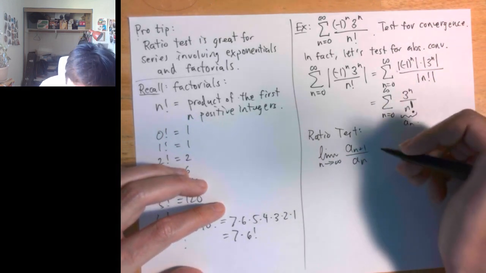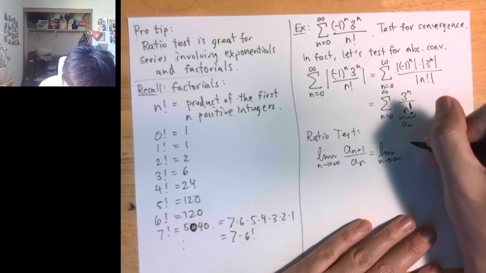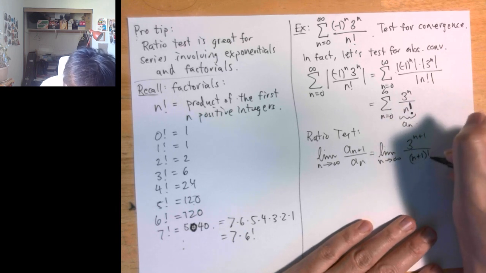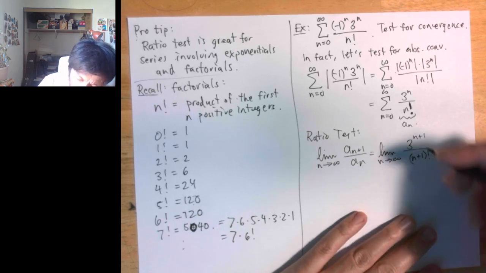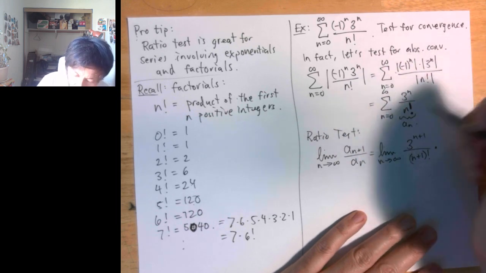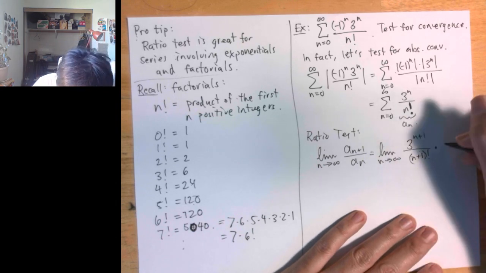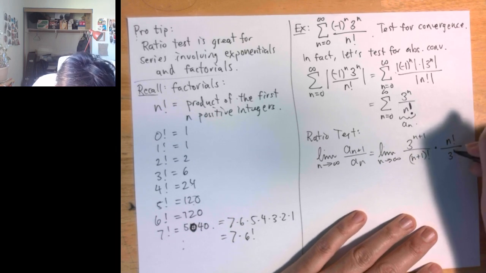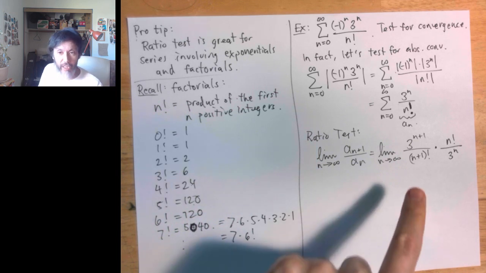So what's a sub n plus 1? Well, that's what we get by replacing n by n plus 1. So this is 3 to the n plus 1 power over n plus 1 factorial. Don't be weird. It's the entire n plus 1 that's getting factorialed. Then we're going to multiply this by 1 over a sub n, which is the reciprocal of this thing here. Okay, hopefully everybody can understand that.